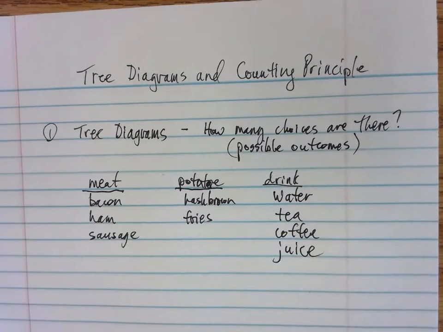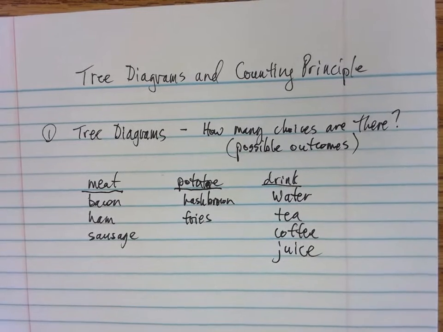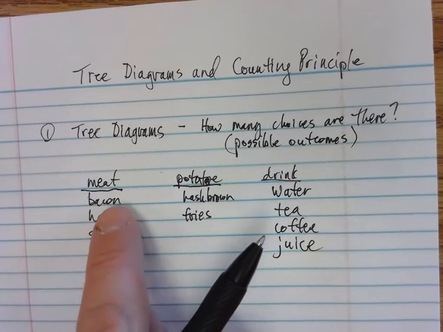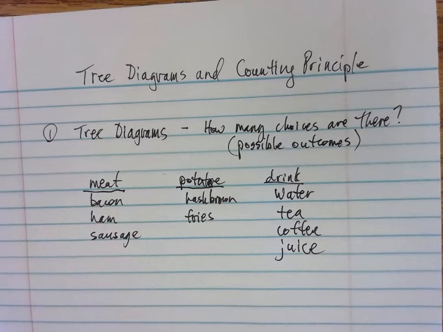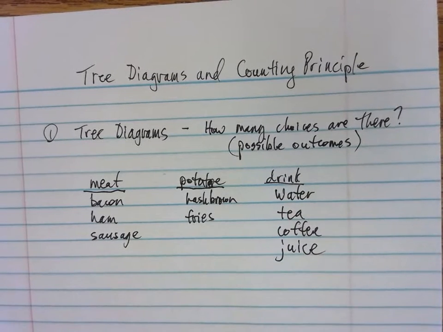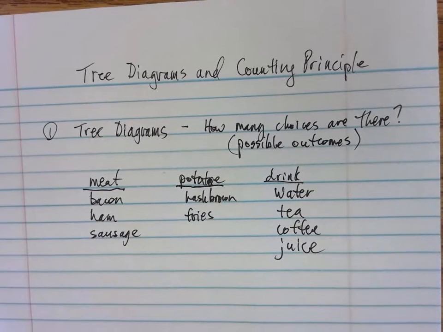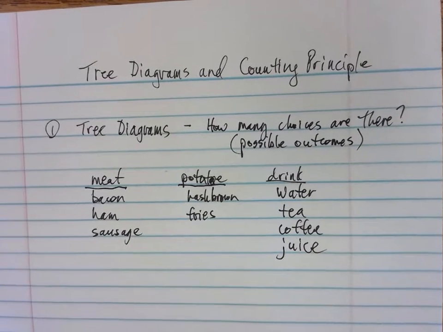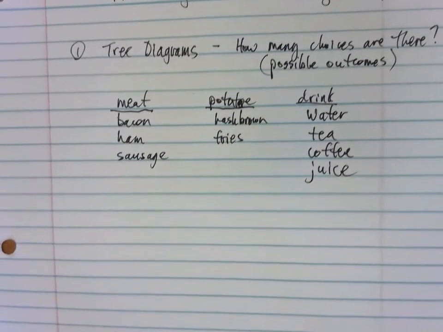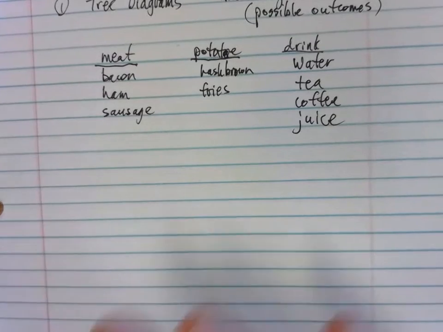Okay, so the first thing I'm going to do is show you the tree diagram of how this would work. Okay, so you're going to write down each one of the meats down here, and then we're going to have branches coming off of those for the potatoes, and then off each one of those branches we're going to have the drinks, and then we'll figure out how many total possible breakfast choices there are, and that will give us the number of possible outcomes. Okay, so you're going to need quite a bit of space for this on your paper. Okay, so don't try to jam all this in a tiny space. You're going to leave some space here.